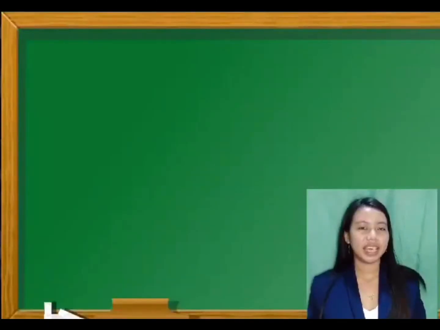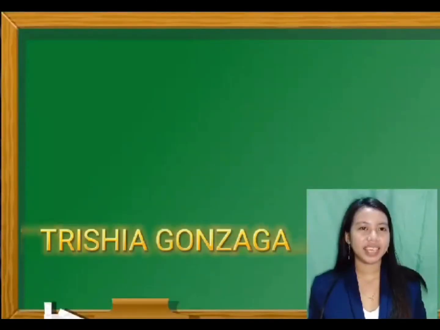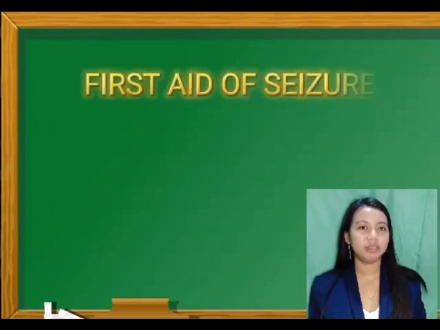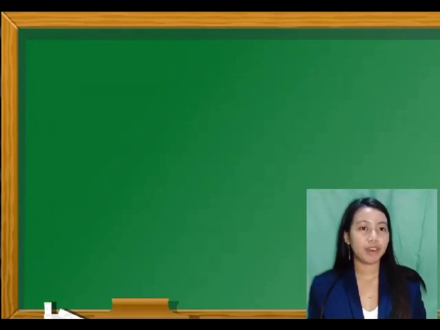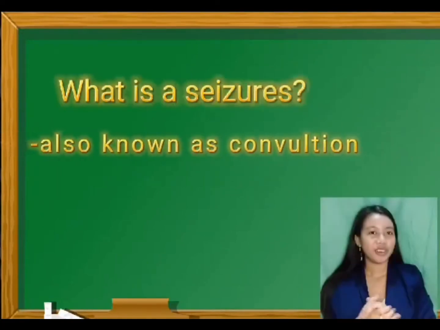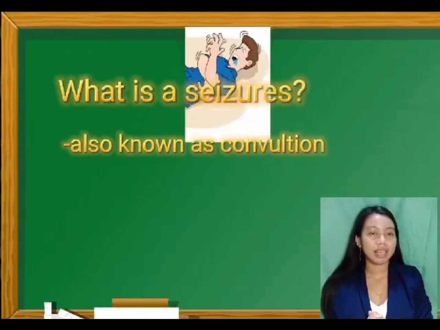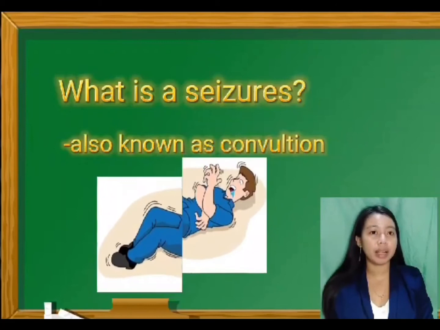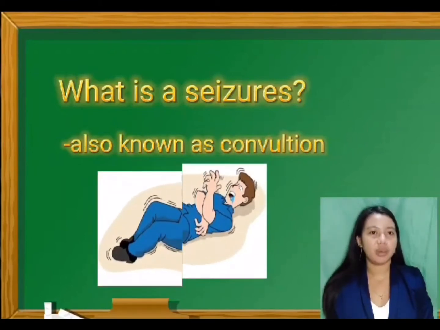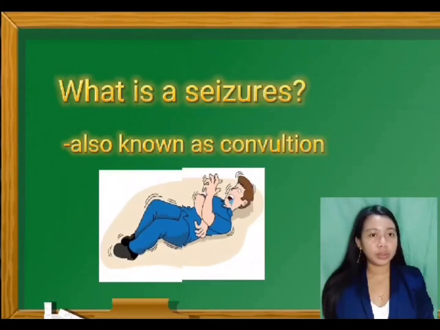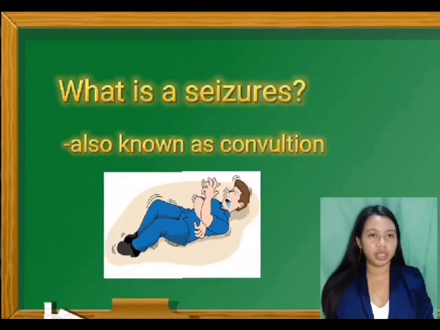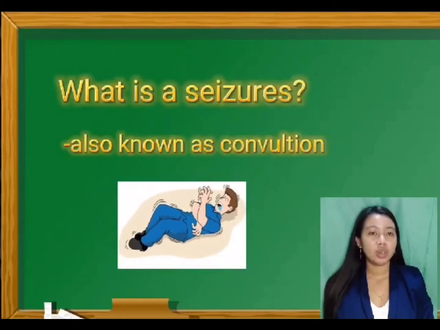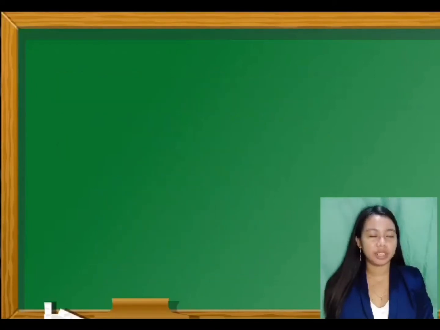Good day everyone, I am Trisha Gonzaga and today we're going to tackle the first aid for seizures. But before anything else, let's get started by answering the question, what is a seizure? In a very basic sense, a seizure is an abrupt and sudden episode of abnormal brain cell activity in our body. It is also known as convulsion, and I think you are familiar with that word.